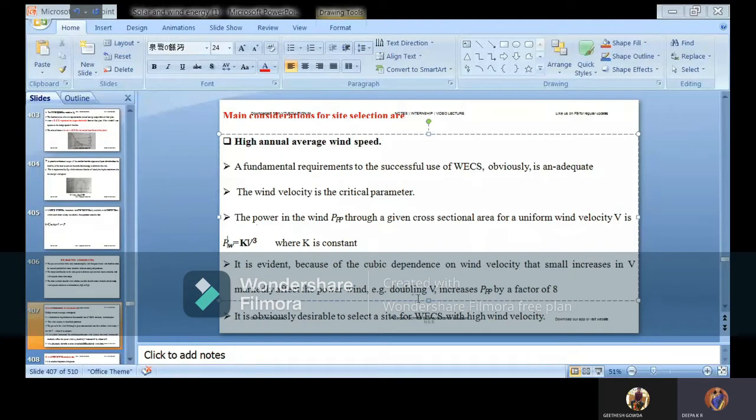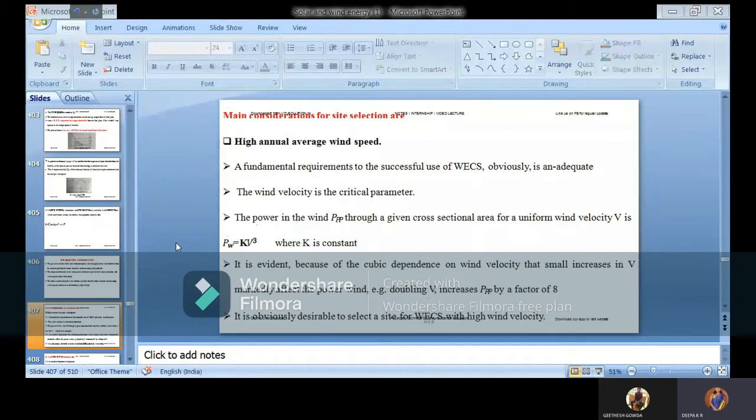So you can see, for example, doubling the V increases the power by a factor of 8. So here your power will be affected if the maximum changes happen in terms of wind velocity. And it is obviously desirable to select a site for WECS with high wind velocity. So whatever you do for wind energy conventional sources, prefer the place where you have a high wind velocity.